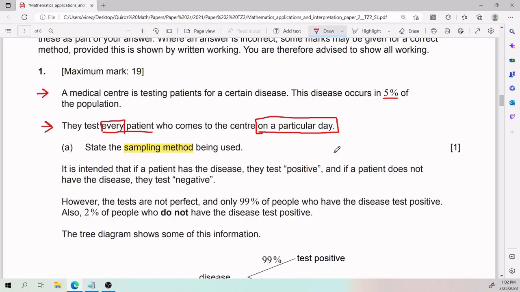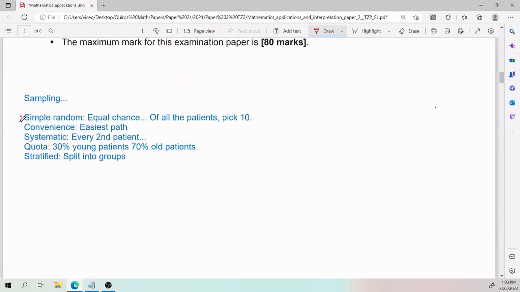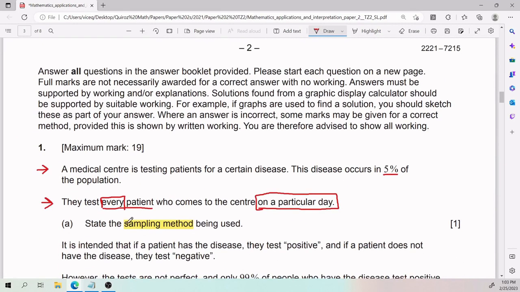There are usually around 5 sampling methods, especially at the IB Math AI SL level. These are probably the ones you're going to be going through: simple random, convenience, systematic, quota, and stratified. Simple random, as the name suggests, is like having a set amount of patients, you pick 10 of them, and you survey those 10. So in this case, it's not simple random because we are testing every patient. If you're testing every single patient, then it's not simple random.